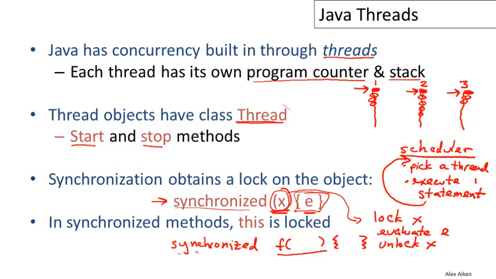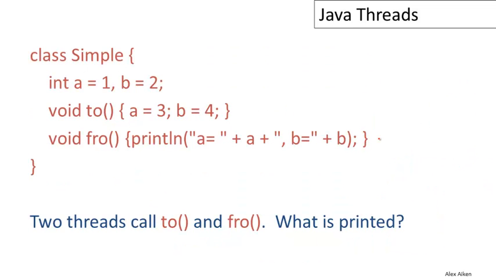So here, the object that's going to be locked is implicit, and when synchronized is attached to a method name or a method declaration, that always means that this parameter will be the synchronized or locked object. Let's take a look at a simple example and think about what happens if we have two methods, one of which calls the method to of the class Simple and one of which calls the method fro. So let's take a look at that.